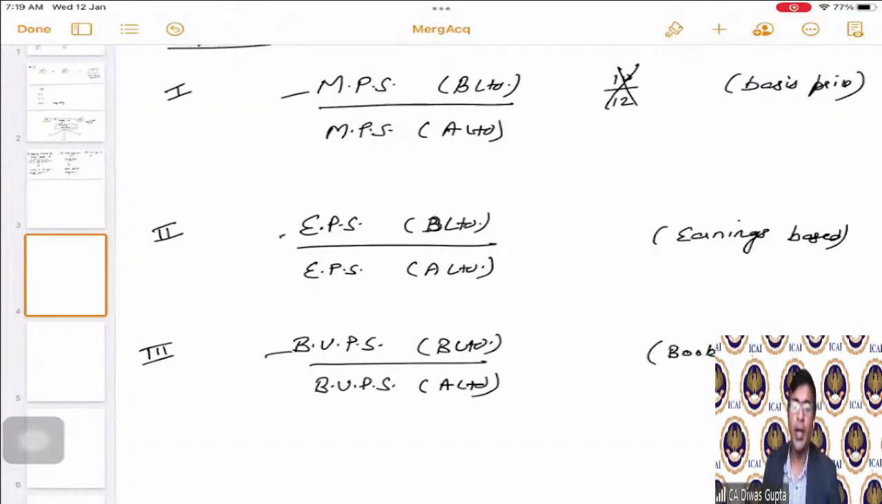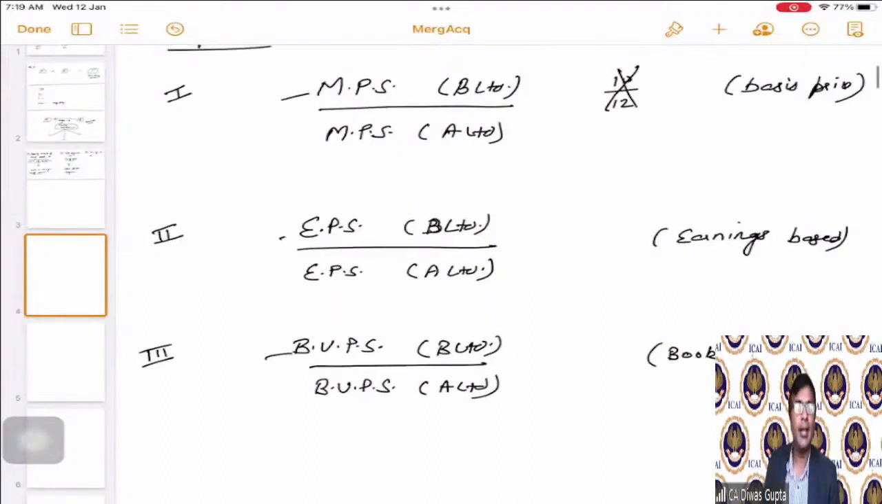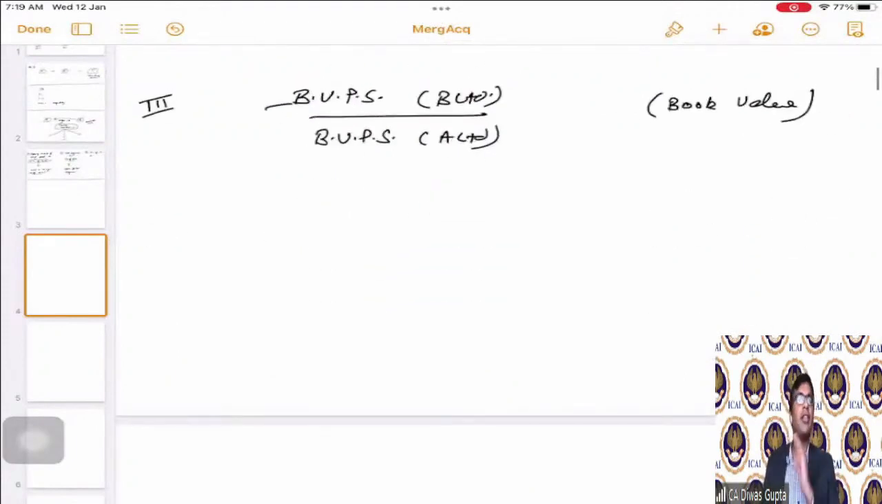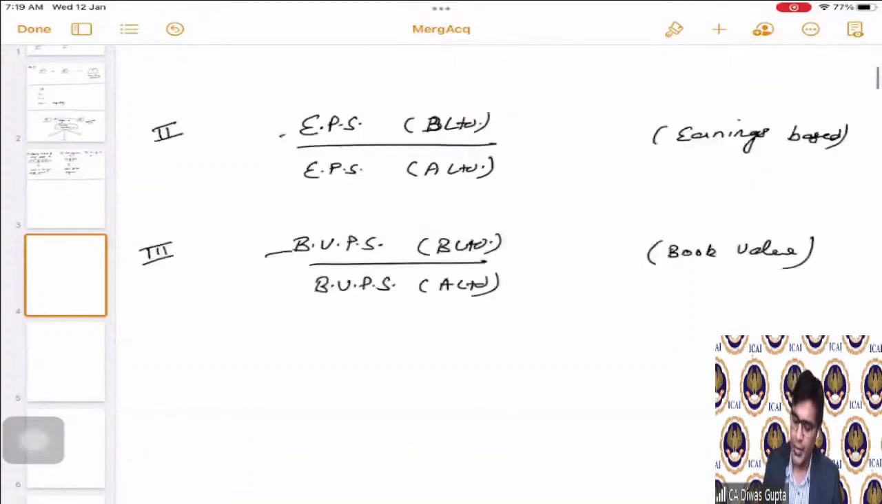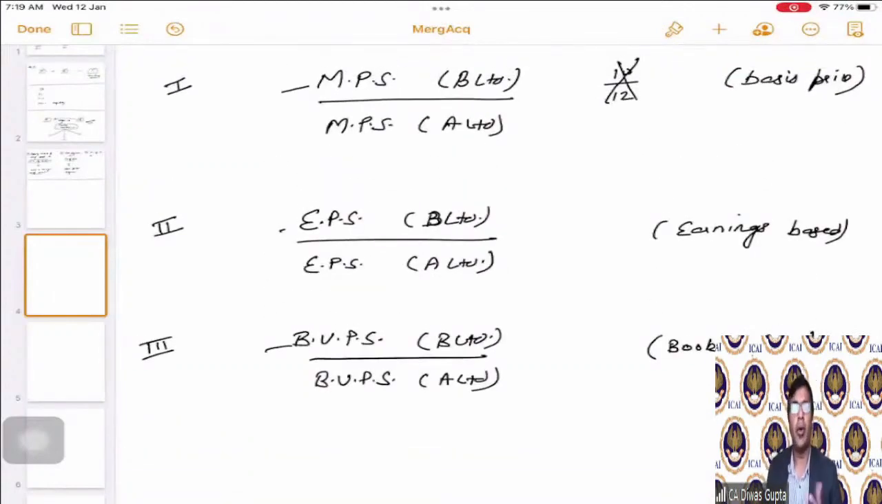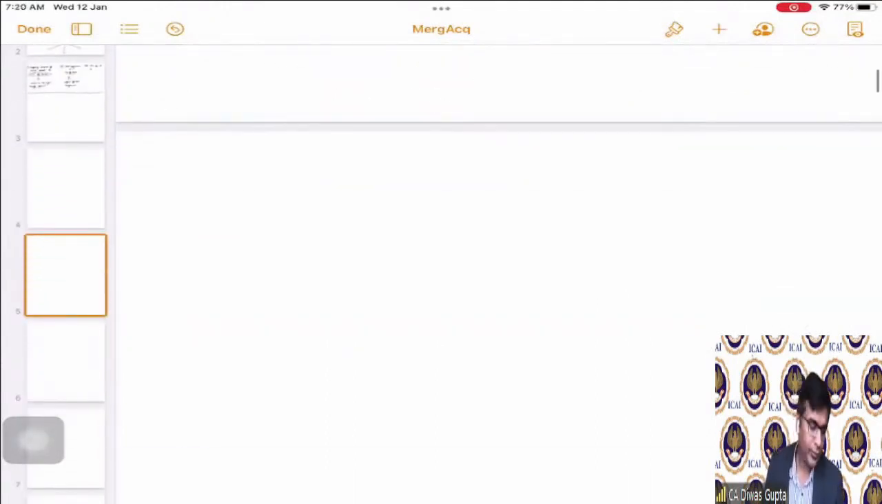This will also give you the swap ratio. Okay. So these are the three different types of swap ratio that I have discussed. The fourth type we will discuss when I do the last question. But as of now, what I want all of you to understand is that for B Limited, which is getting merged, MPS, EPS or BVPS, anything we can use to calculate the swap ratio basis whatever the question's requirement is. Correct? Now, coming to the next part.